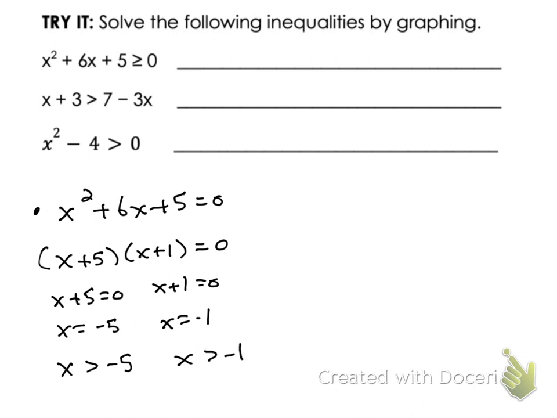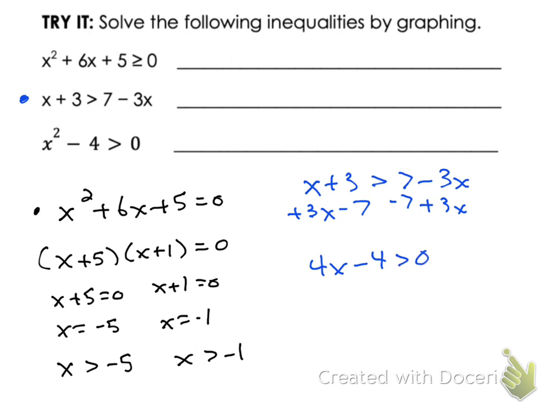Now, if we look at that on the graph, so if you look at that next example, we want to get everything on one side. I'm going to do that in blue here. Let's say the left side: x plus 3 is greater than 7 minus 3x. Okay, so if we added 3x, we'd have 4x, subtracted 7, negative 4. All right, so we'd want to know where that line is above 0.